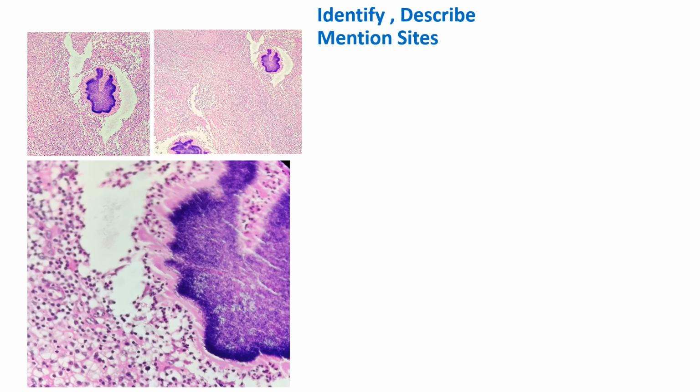The high power view shows that this is the filamentous colony of the bacteria which is at the periphery showing pink material. This pink material is known as Splendore-Hoeppli phenomenon. Subsequent to that, the surrounding tissue shows neutrophils, lymphocytes, histiocytes and occasional giant cell.